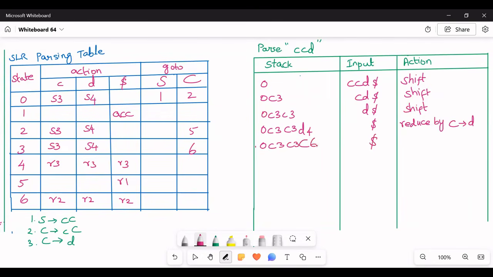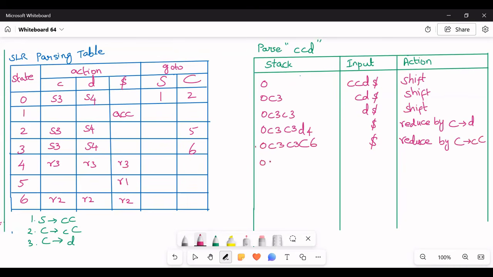Then dollar here. 6 and dollar. 6 and dollar means reduced by production number 2. So C tends to small c, capital C. So now length of the right hand side is 2. So pop 4 symbols from the stack.